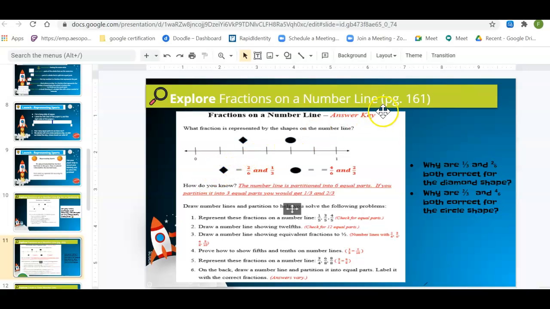You've had an opportunity to work on that Jamboard or on page 161. So let's go over some of these. Now the first one, what fraction is represented by the shapes on the number line? You look at the first shape right here, and you'll see that it is represented as 2/6 and also 1/3. So how do I get 2/6 for this one? And for the circle, it's showing 4/6 and 2/3.